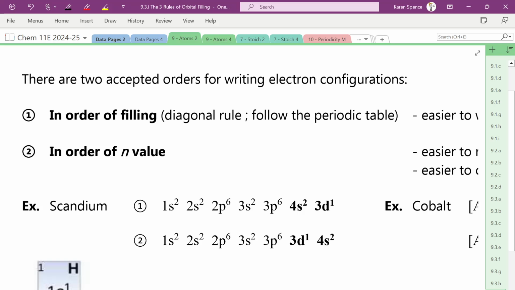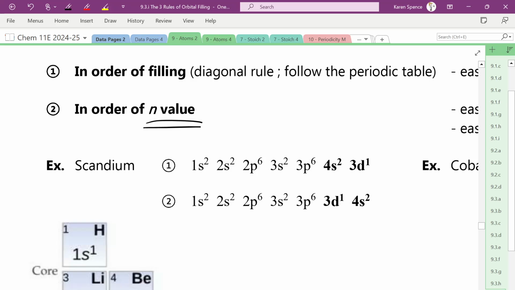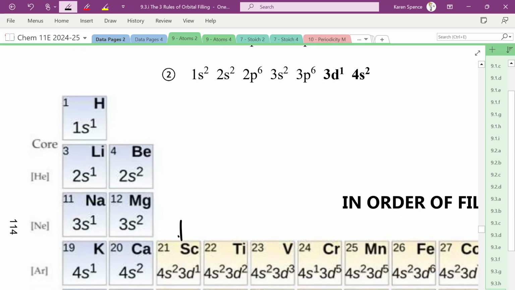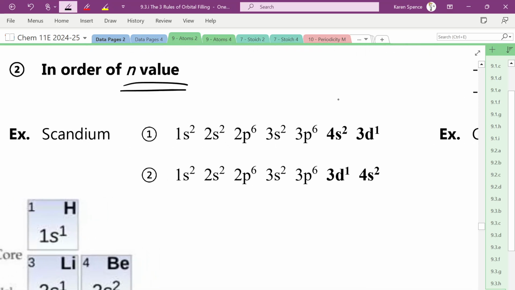If you follow the diagonal rule, if you follow the periodic rule, that's going to be the easiest way to write your electron configuration. Sometimes, however, you will see them written in order of n value. I'll explain, there is a reason. So normally we would say scandium. Okay, here's scandium here. We would say it's 4s2, 3d1. Yes? That's the order of filling.